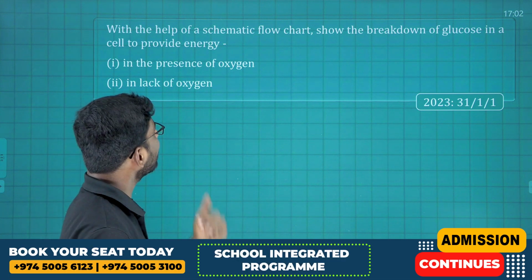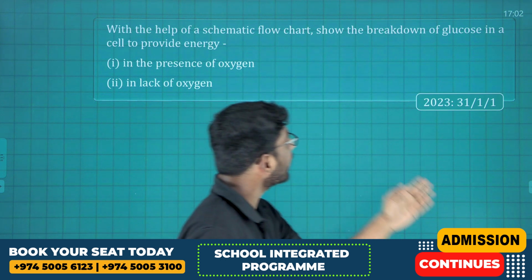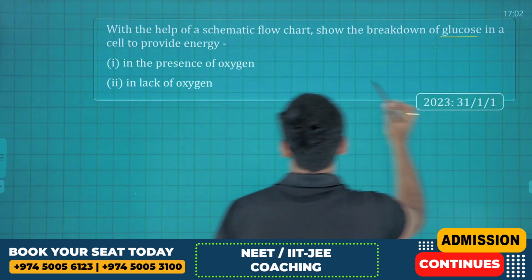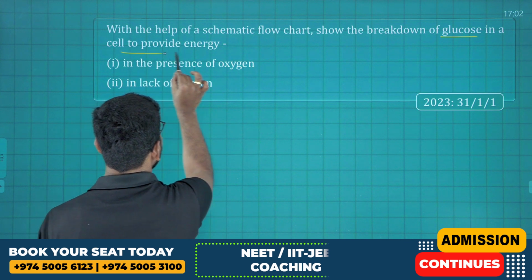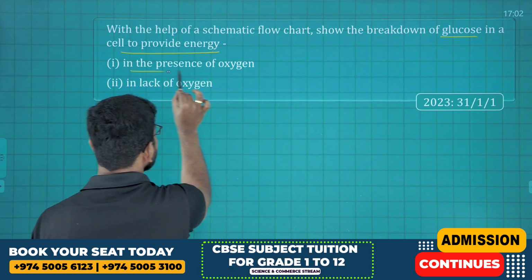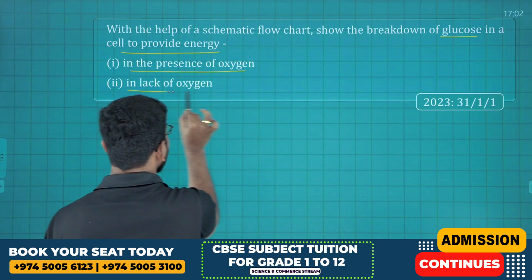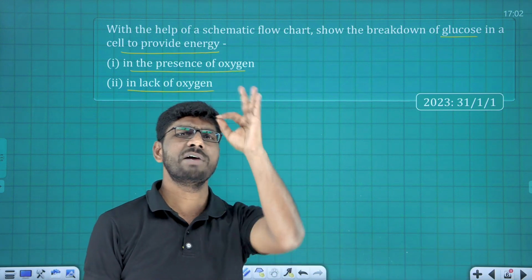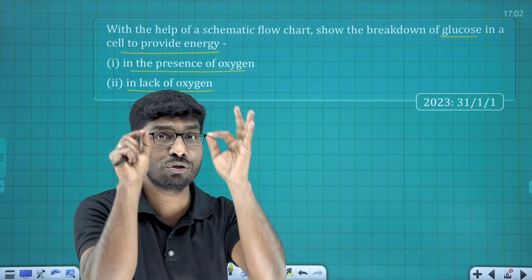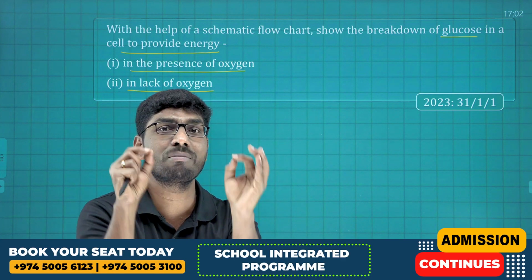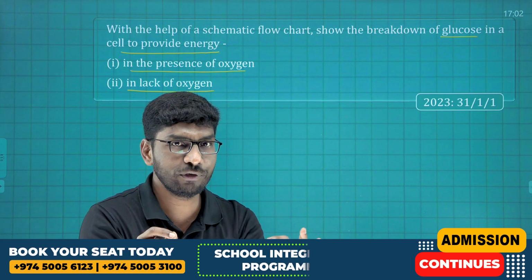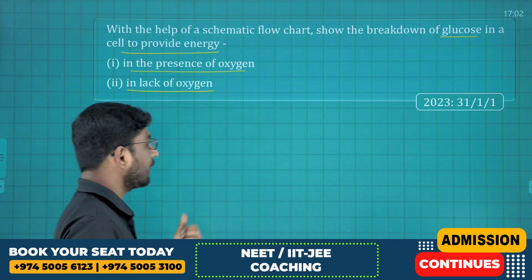With the help of a schematic flow chart, show the breakdown of glucose. Look at what they're asking. Show the breakdown of glucose in a cell to provide energy in the presence of oxygen and in lack of oxygen. Students, this topic is very, very important. Everyone should know this entire glucose breakdown pathway before you go to the final exam. So all of you, revise one more time with me here.